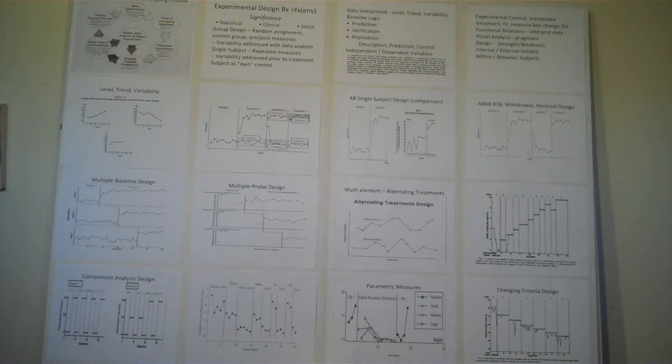We're going to look at different designs. Different designs have strengths, they have weaknesses. You're going to learn about internal and external validity for the subjects, within and between subjects. So in a nutshell, here are basically a dozen graphs to show first level, trend, variability. And you'll start to be able to look at those and quickly see, is it trending up, is it trending down, is it stable, is it variable?